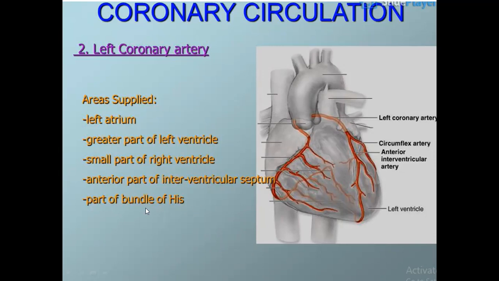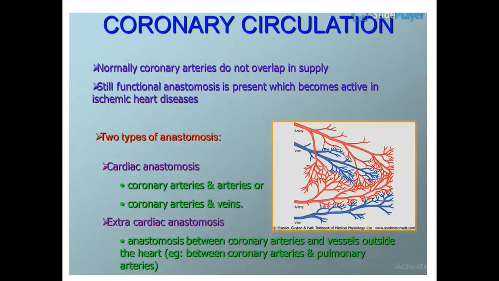So the bundle of His separates into two parts. We have a right bundle and a left bundle. So the left bundle branch of this bundle of His is supplied by the left coronary artery. But don't worry yourself, I'll teach you about the bundle of His and the conducting system later in physiology. Good. Now, the coronary circulation, what happens?